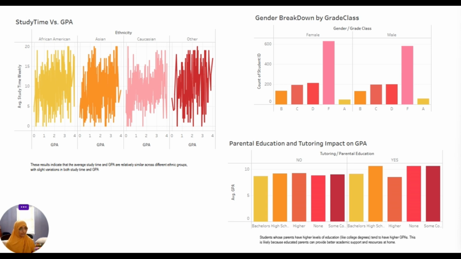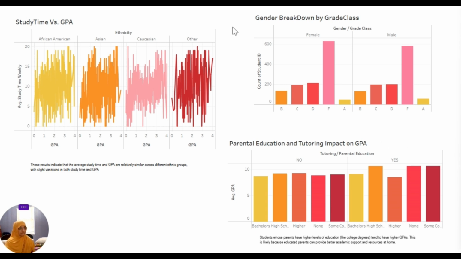So those are probably the way each ethnicity has different availability of resources. Overall, the narrow range of study times and GPA across those groups suggests that students, regardless of ethnicity, are studying about the same amount and achieving similar results. So it indicates that the education system and its expectations are likely applied equally to all the students.